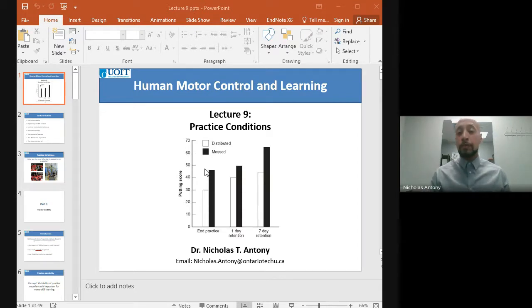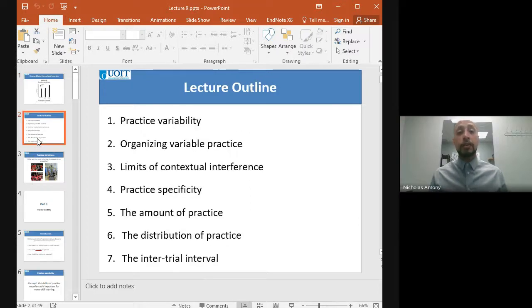Today, specifically, what we're going to do is talk about practice conditions. We're going to be learning about different ways or different variables or factors to consider in adjusting your practice to maximize the learning for each session.